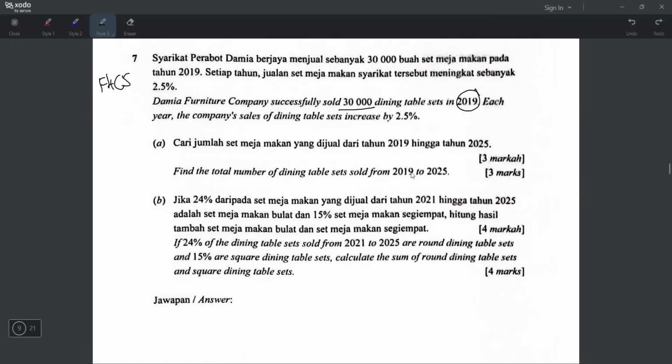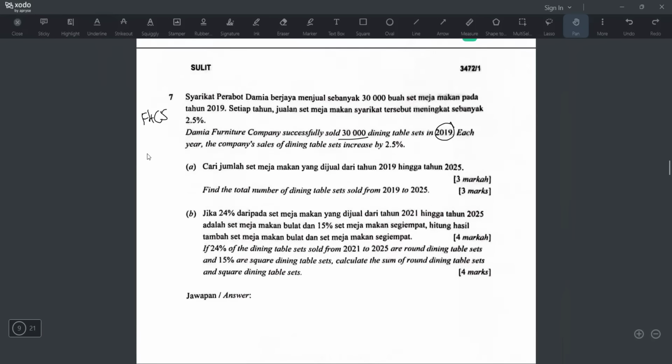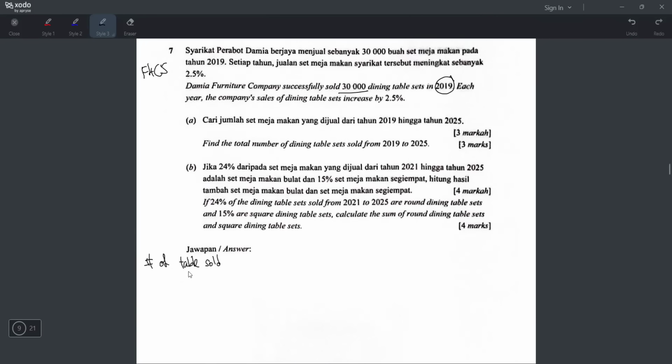Okay, let's not think too ahead first. Let's not do part A first. They want too far already. We need to get our A and R first, and also we need to write down our progression. We need to form the progression ourselves. So this progression is about what? Dining tables sold, right? So I'm just going to write number of tables sold. Just make it simple. Tables sold. All right.